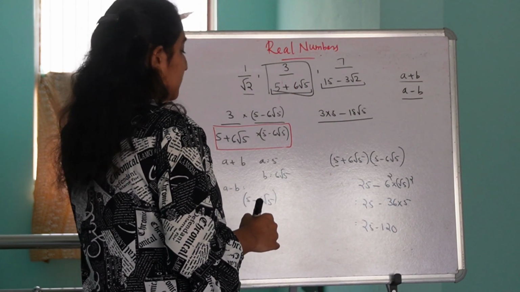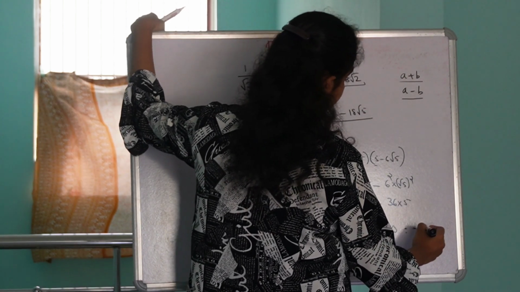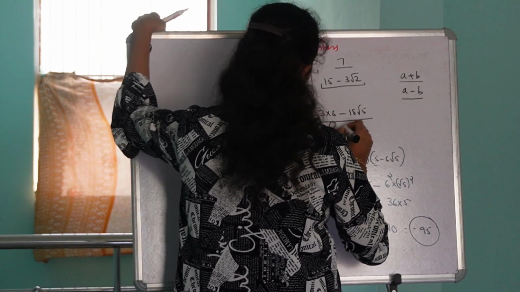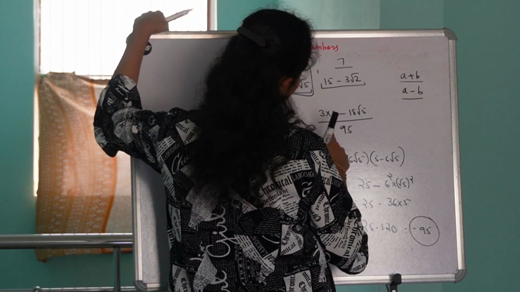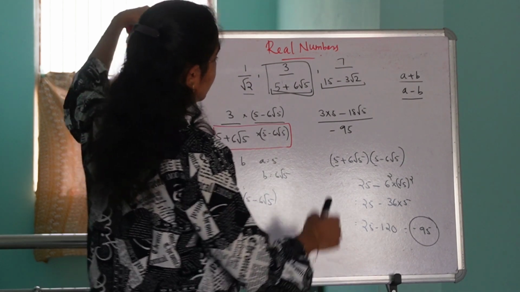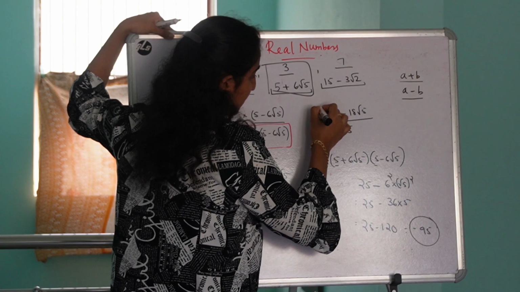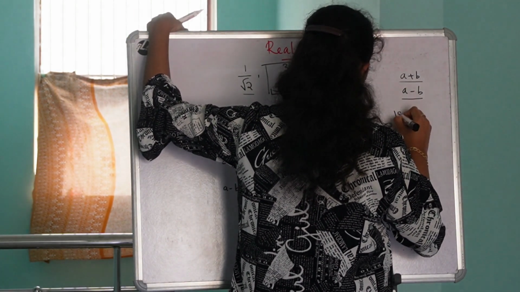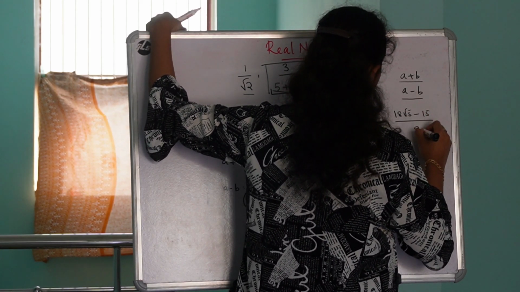So 25 minus 36 into 5 means 25 minus 120. 120 minus 20 is 100. Again, when we subtract 5 from 100, the answer is minus 95. So minus 95. Okay. So here I am going to multiply the numerator by minus 1. So we will get 18 root 5 minus 15 divided by 95.